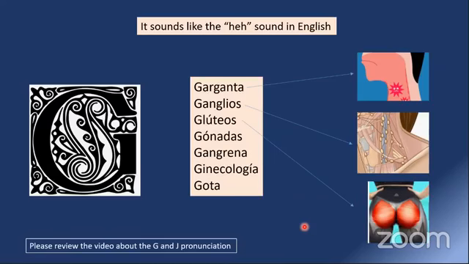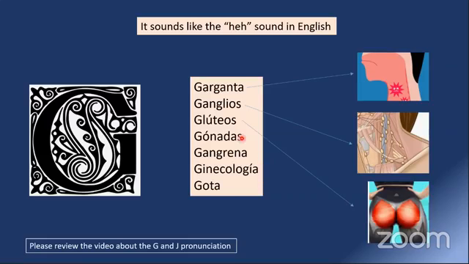Let's learn some vocabulary here. Garganta. What's garganta? It is the throat. Oh, me duele la garganta. Me duele la garganta. My throat is painful. Ganglios. Ganglios is the lymph nodes. Lymph nodes. Ganglios. Gluteus. Gluteus is the muscle in the buttock area. It's more like a medical term. Glúteo mayor, glúteo mediano, glúteo menor, the three gluteal muscles.